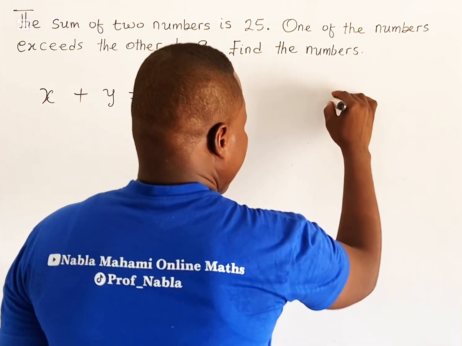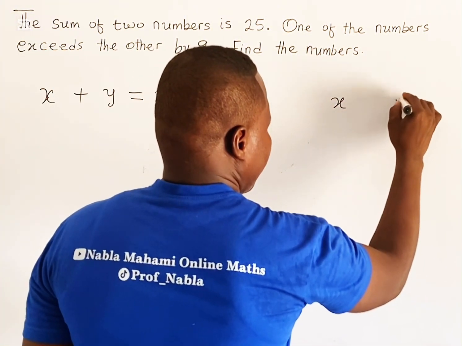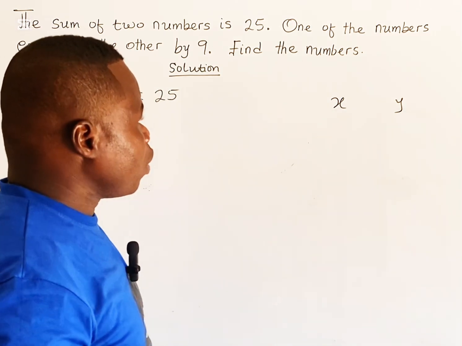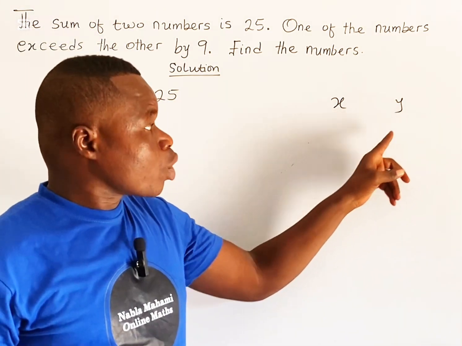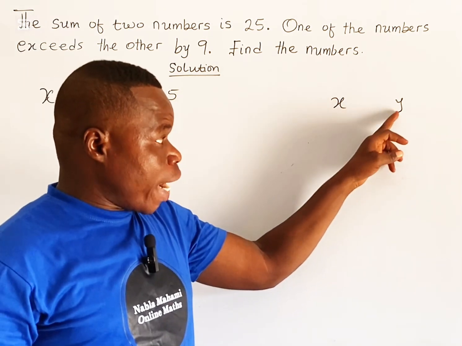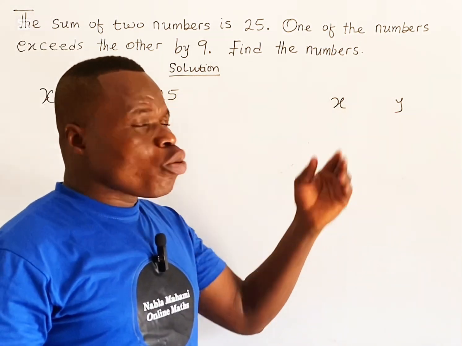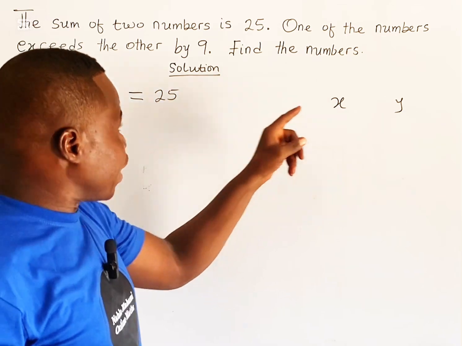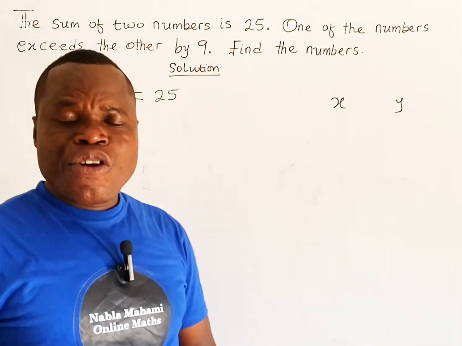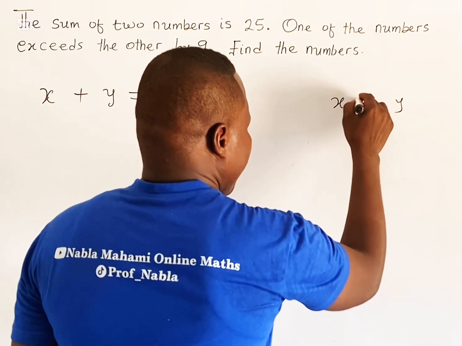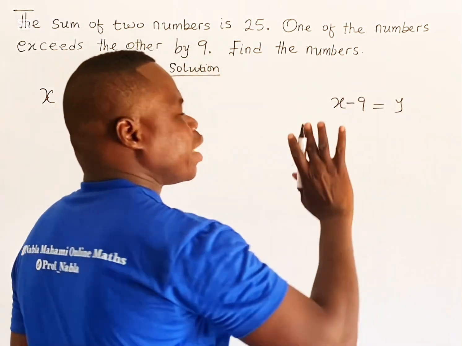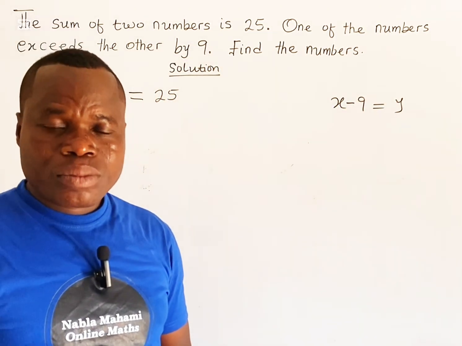Let's say if I have x and y, let's assume that x is bigger than y. So if x is bigger than y, for them to be equal, if x exceeds y by 9, for them to be equal, then I have to subtract 9 from x so that they can be equal.